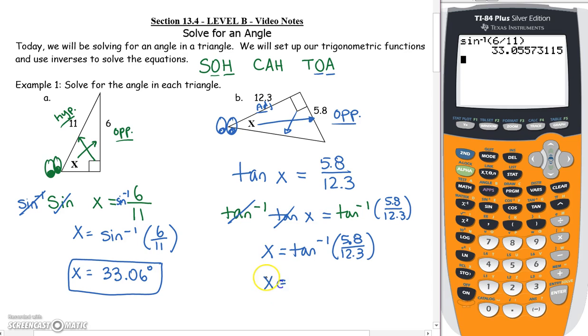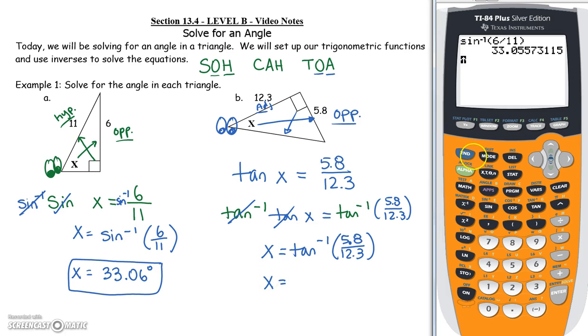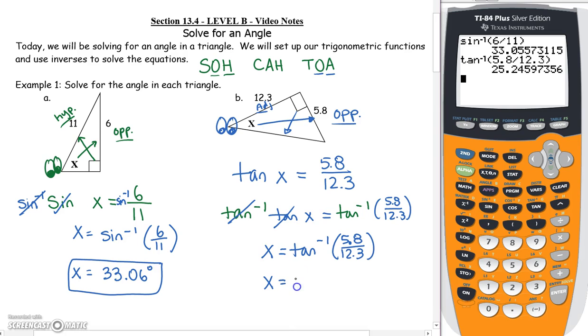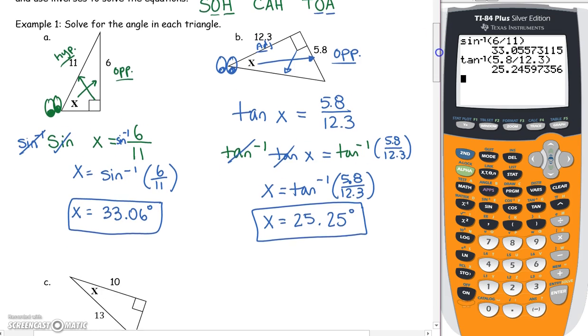And we're going to put that into the calculator. So we do second tangent, 5.8 divided by 12.3. Make sure you're doing this with me. It's very important that you get the calculator practice. Our answer is 25.25 degrees. And that's our final answer. Great job on that. All right, we have one last problem we got to go over before you're going to do some practicing on your own.